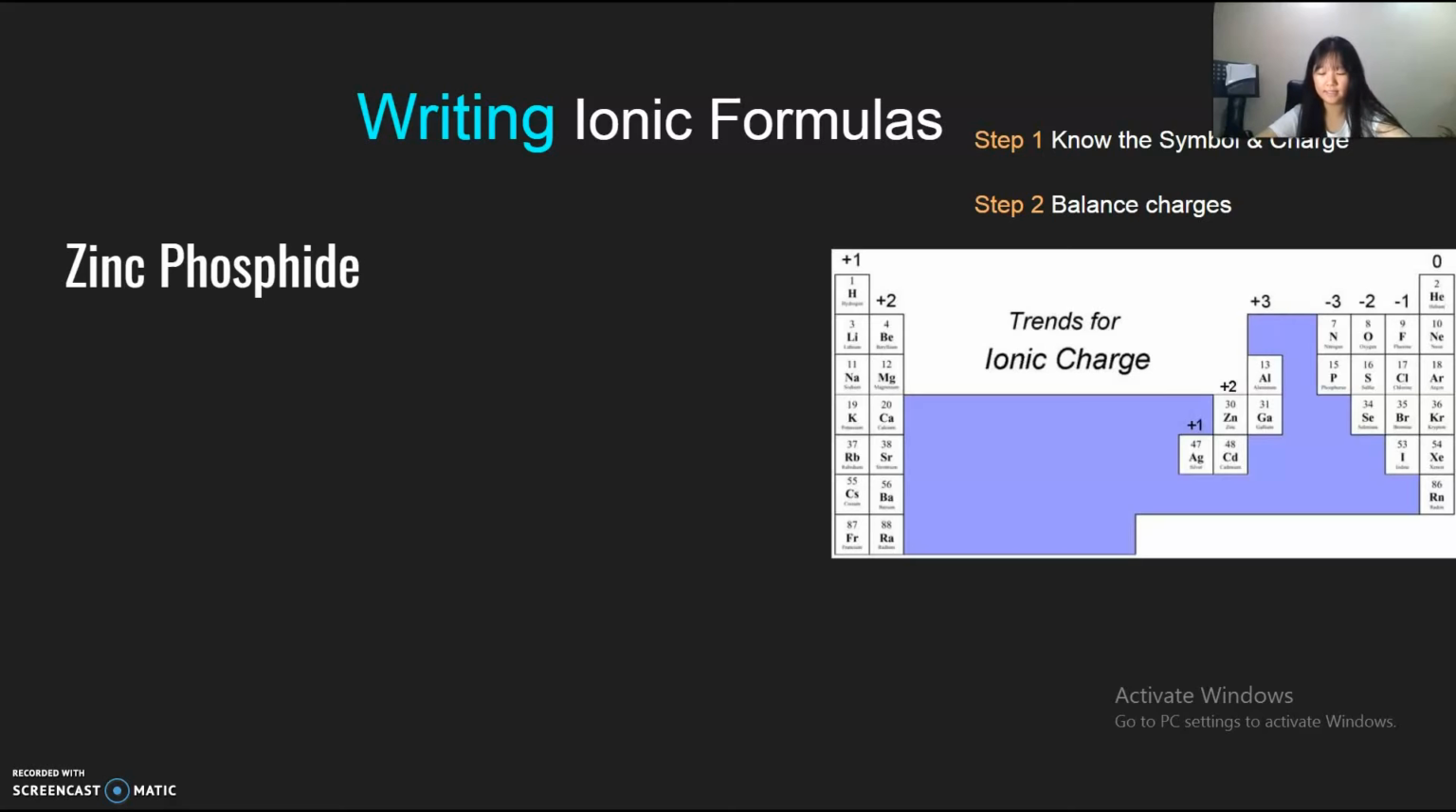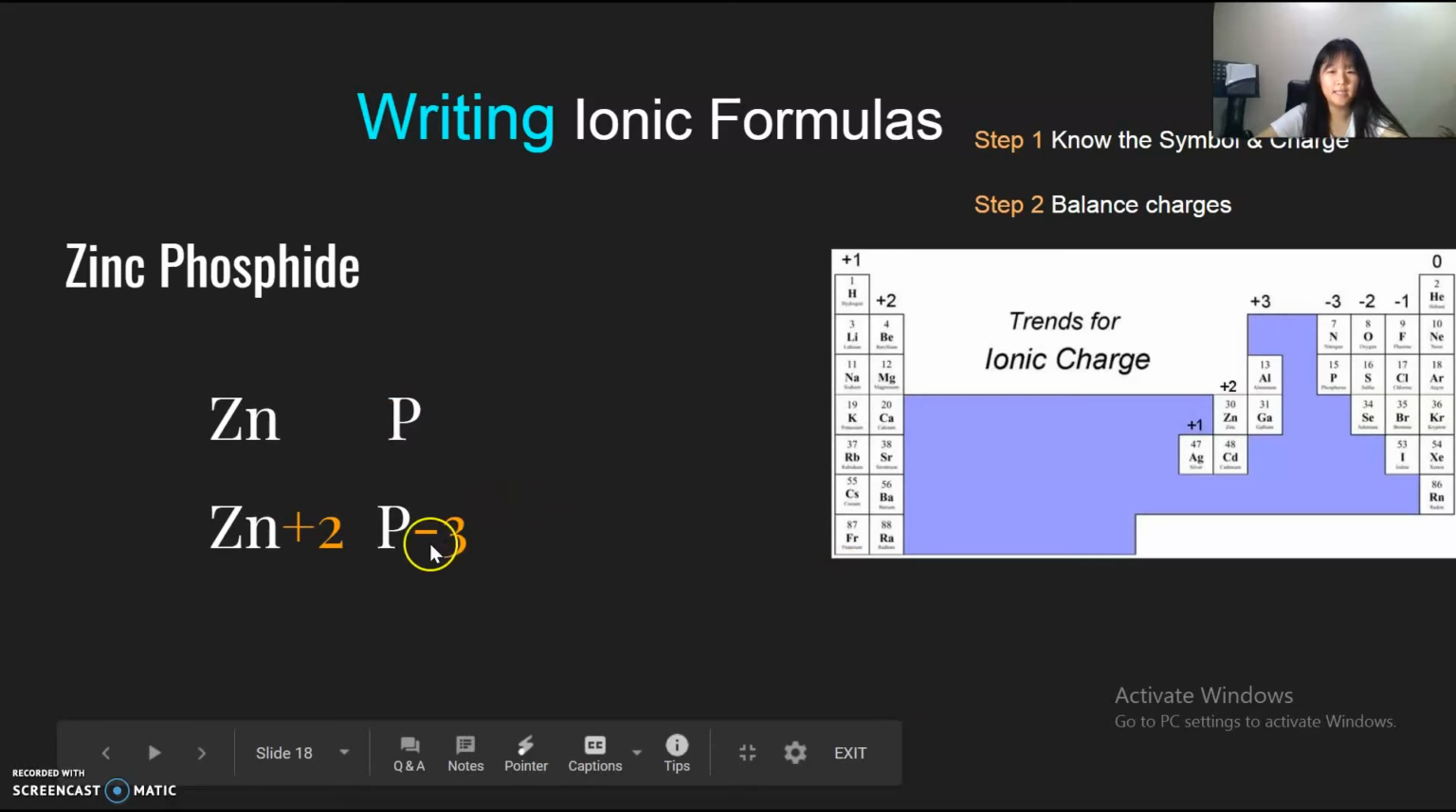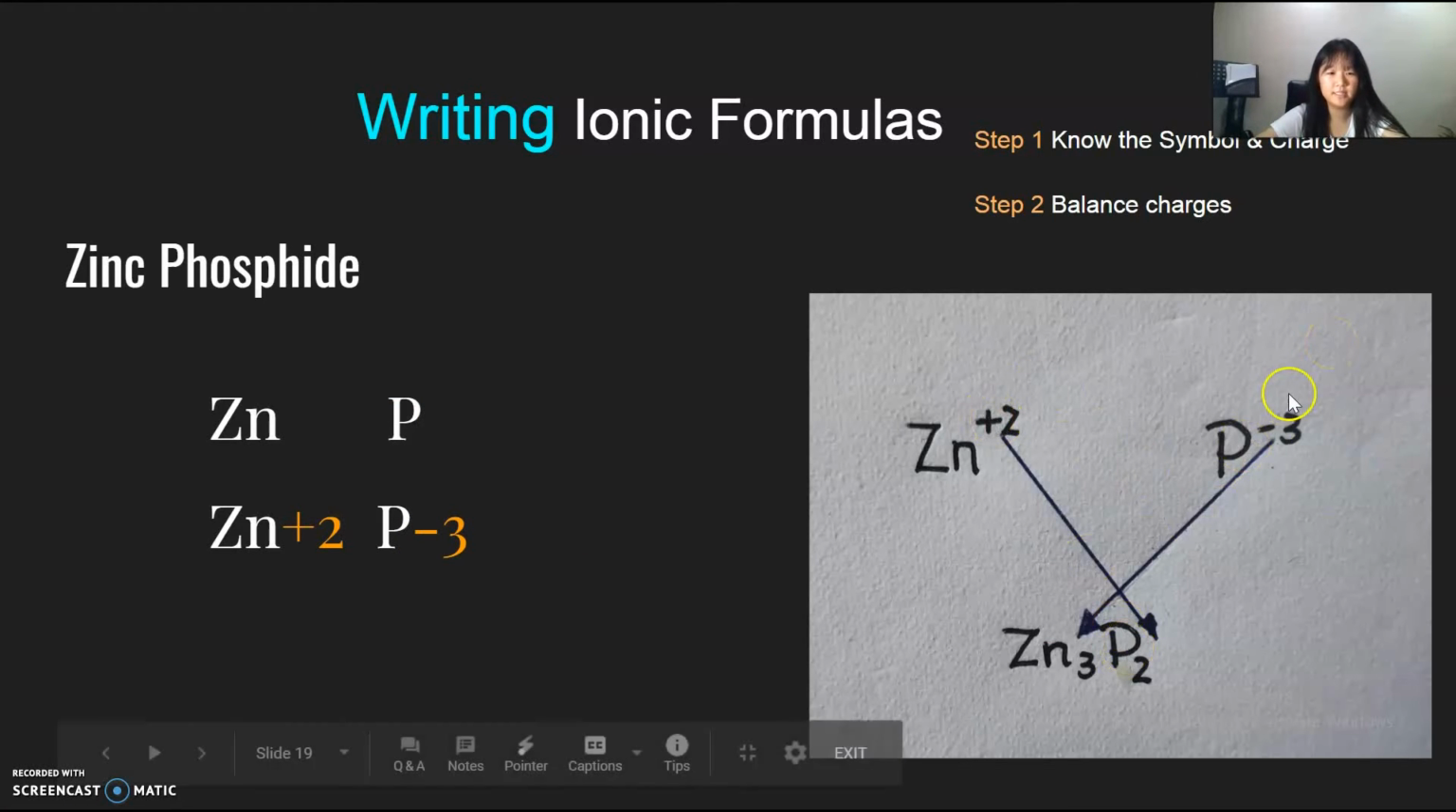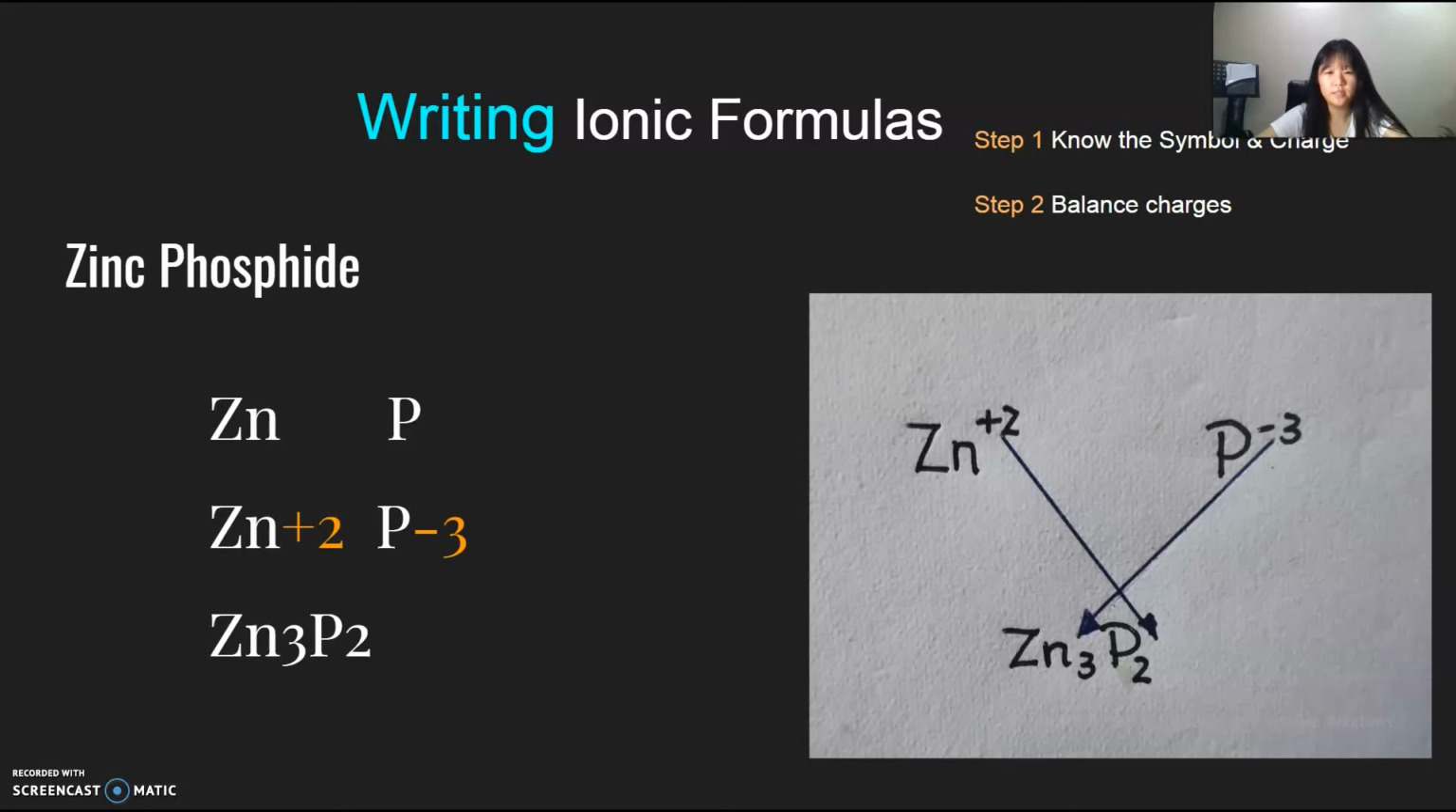Here's our last example. To write zinc phosphide, same. Know the symbol. Zinc is the symbol Zn and has a positive 2 charge. Phosphorus is the symbol P and has a negative 3 charge right here on the periodic table, and we want to balance the charge, same as the examples before. So last, we got Zn3P2 for zinc phosphide.